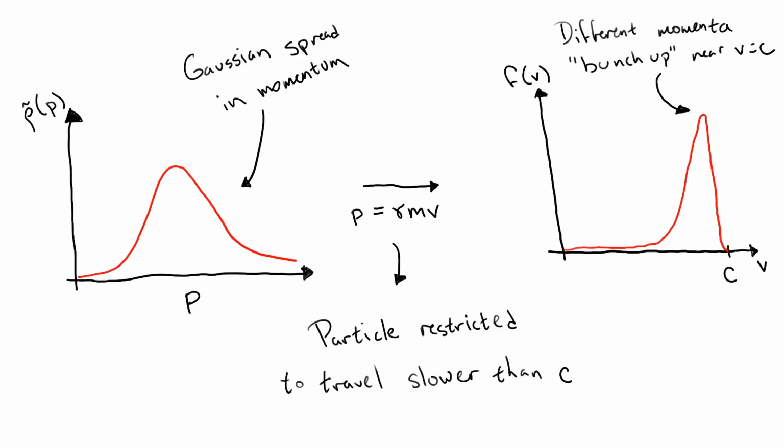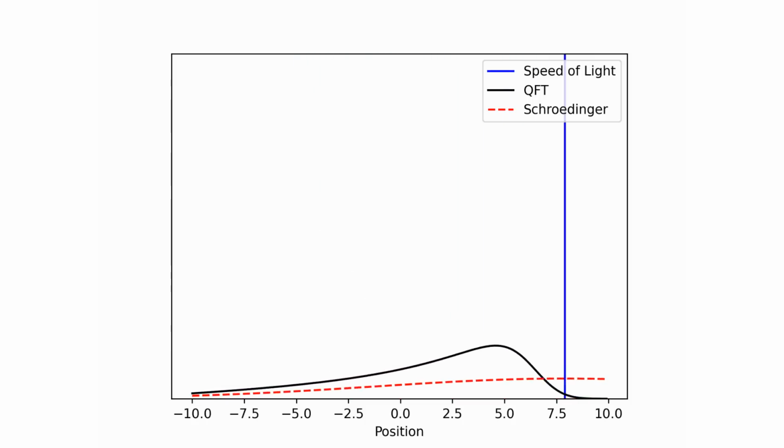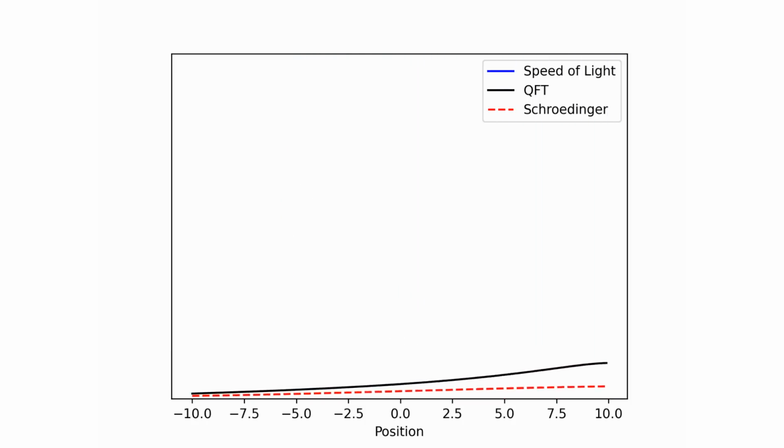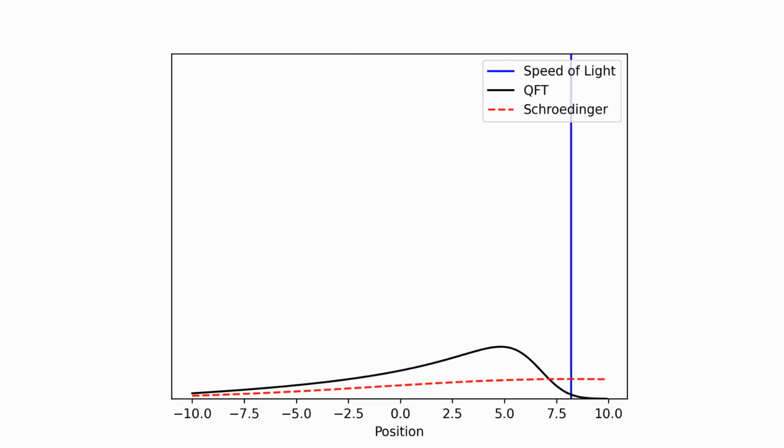Contrast this with the Schrödinger case, where the amount of smearing is essentially the same as before, causing the leading edge of the distribution to zoom off ahead of the speed of light.